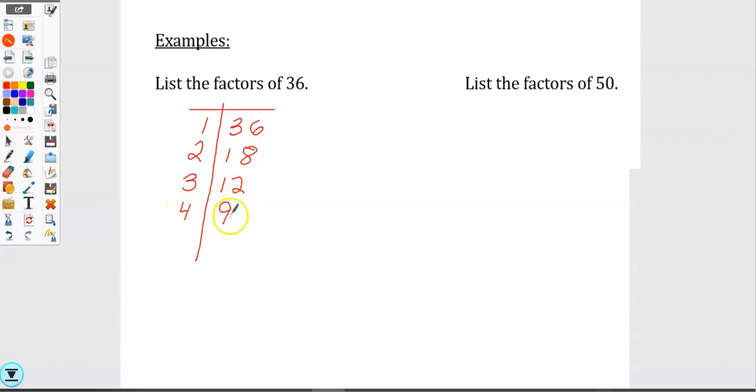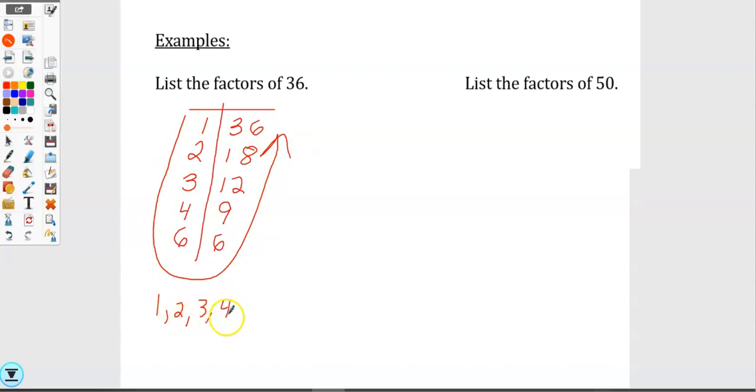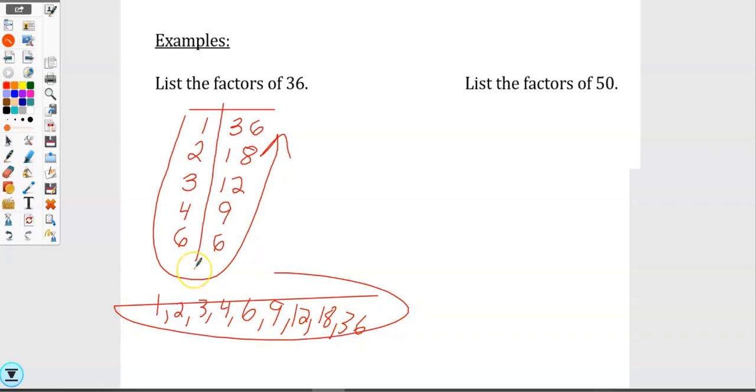We can divide it by 4 to get 9. 5 does not work. That gives us a decimal. We can divide by 6, and we get 6 and 6. List the factors by running the U. So run 2, 3, 4, 6. We're not going to write 6 twice because it's a repeat factor. 9, 12, 18, and 36.